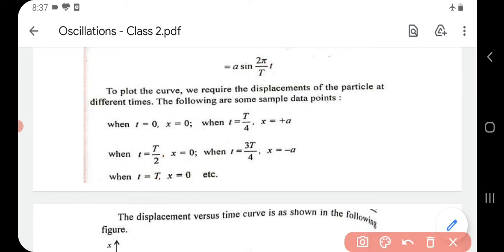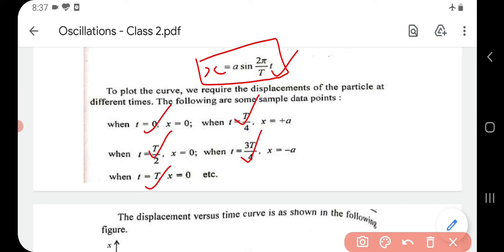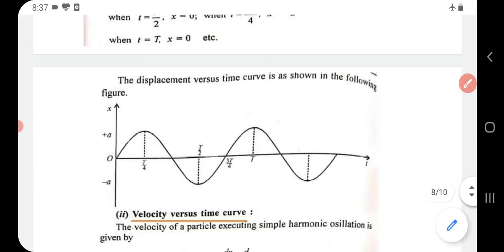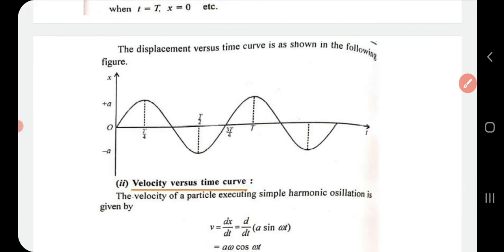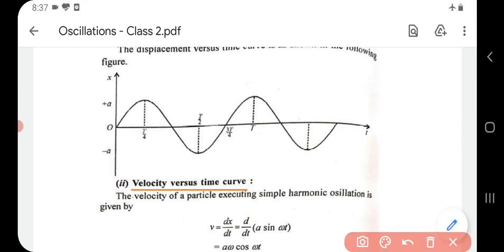So for the small value of t, you are substituting values 0, T by 2, T by 4, 3T by 4, and for each of these t values, you are calculating the value of x. Now you will get all these values of x. Based on this x and t, you are going to plot a figure. See, this will be the displacement versus time curve: 0, T by 4, T by 2, 3T by 4, T. This actually completes one cycle.